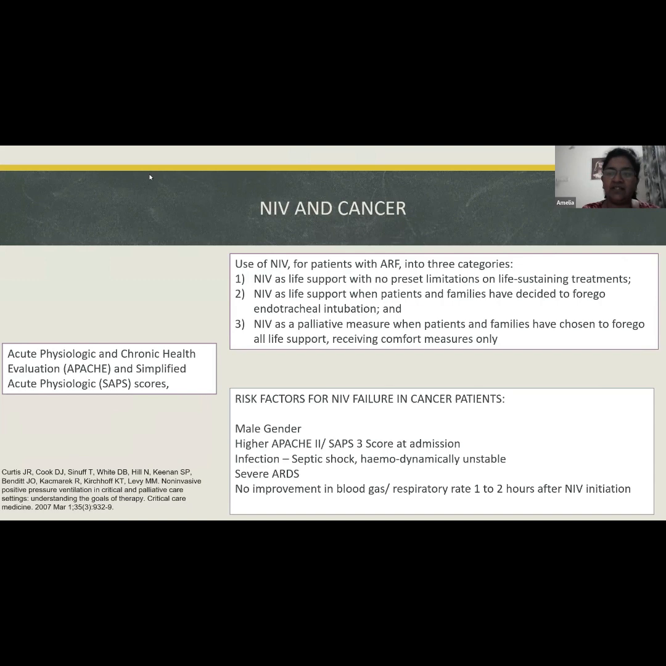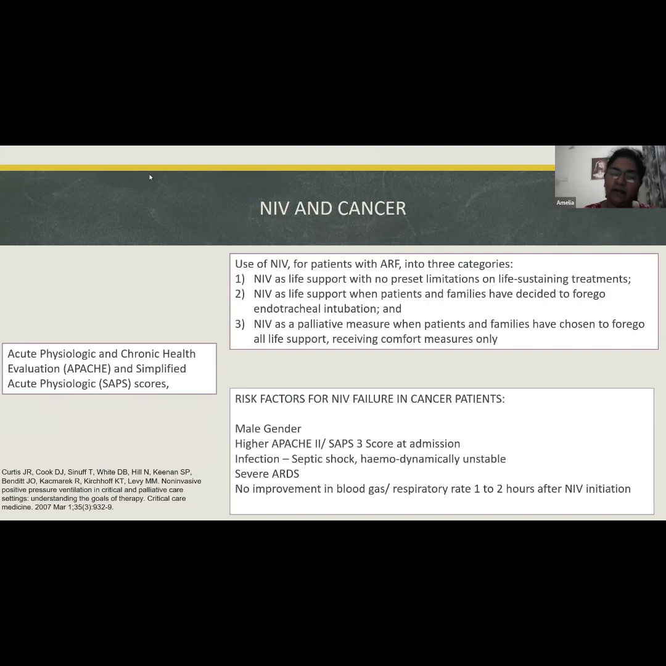If the patient is in hemodynamic instability and breathless and you're saying, I want to give NIV, then the chances of failure are very high. If I have severe ARDS secondary to infection and shock, then my chances that NIV will help are very low. And if after providing NIV for 1 to 2 hours there's no improvement, then my chances that NIV is going to help are very low.